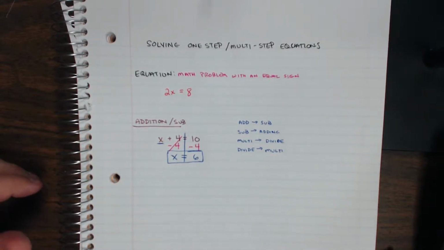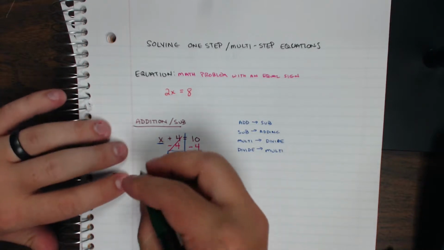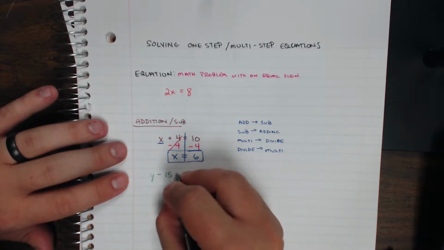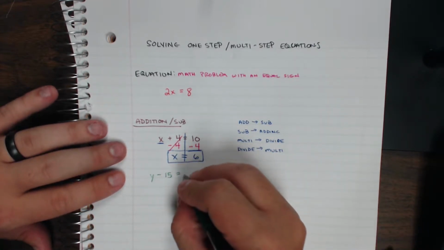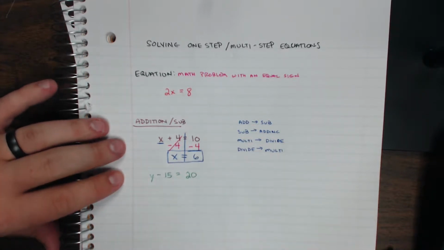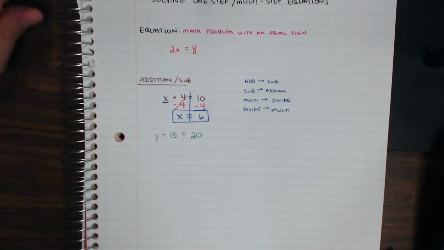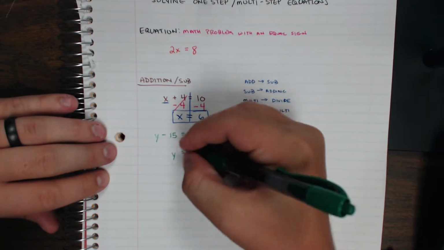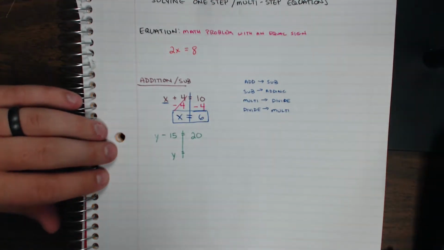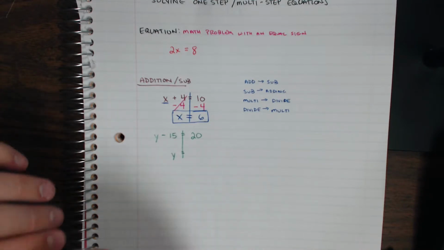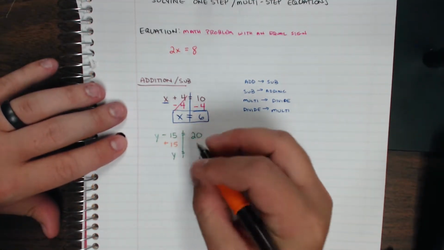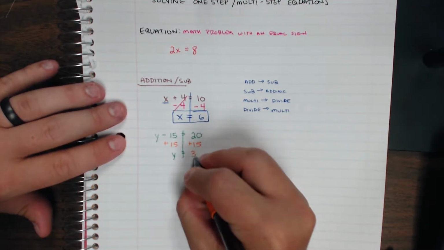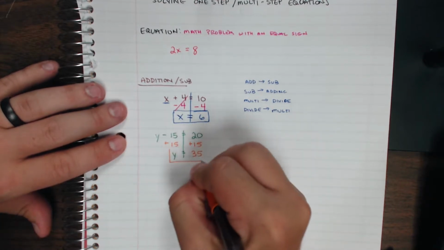If I was working a problem with subtraction, say y minus 15 is equal to 20, once again my goal is to get this y by itself. So I know my y needs to equal something. To cancel out subtraction, I'm going to add, so plus 15. If I do it to one side, I've also got to do it to the other, so plus 15. 20 plus 15 gives me 35. So y would equal 35.